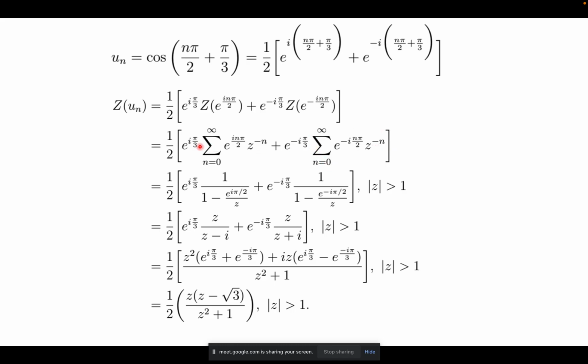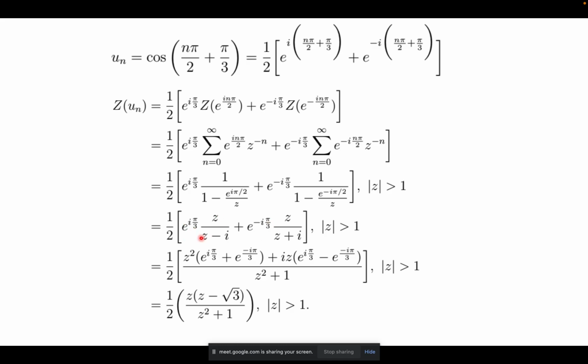And again you do the infinite geometrical progression. You write the summation of this like this, which is nothing but e power iota pi by 3 times 1 upon 1 minus e power iota pi by 2 z. Again saying modulus of z is 1, just to say this series is getting converged somewhere. And after that you can rewrite this problem by taking the z in the numerator and denominator here, and you will get this type of equation.